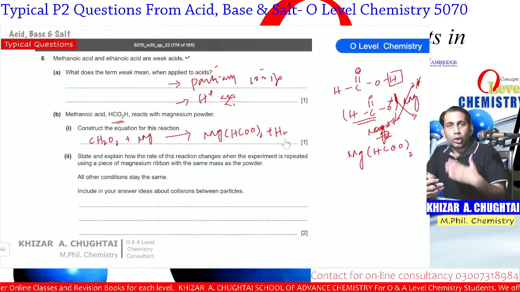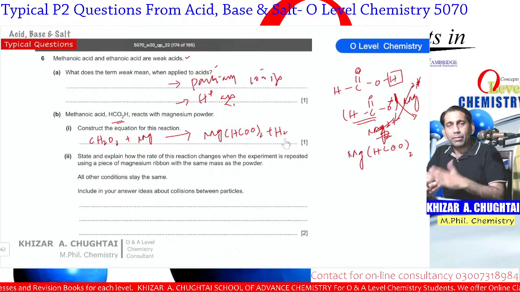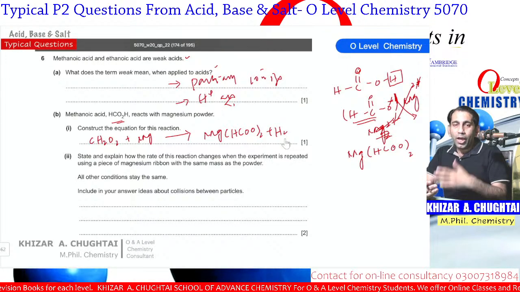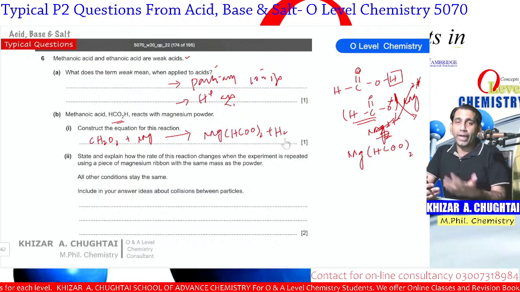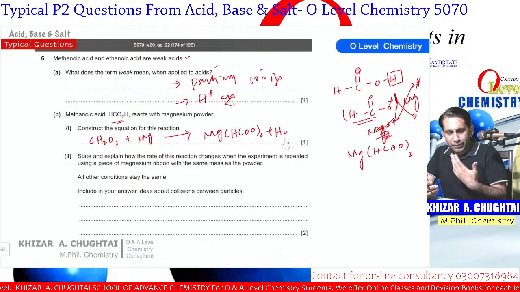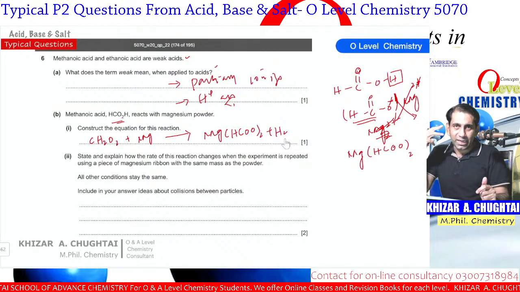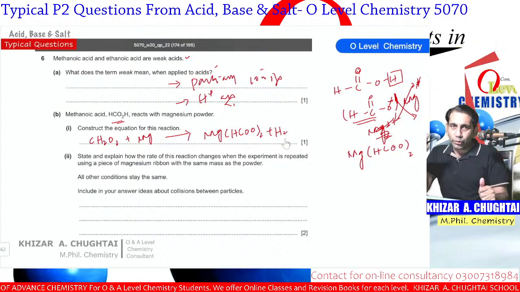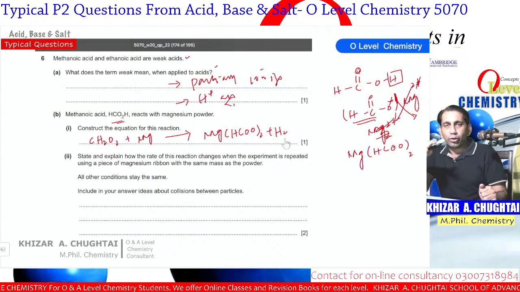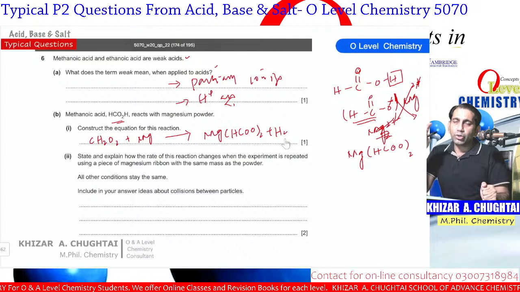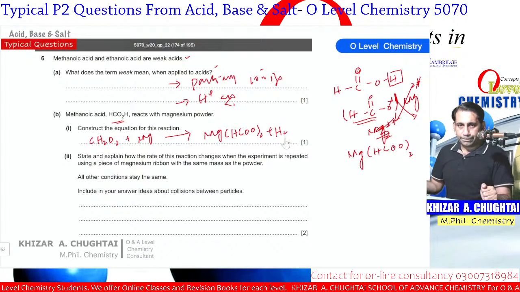Whenever an alcohol reacts with the metal, again there is the formation of H2 gas and salt. Whenever water reacts with the metal, then again H2 is formed. H2 gas is formed in 3 different scenarios: when metal reacts with acid, when metal reacts with alcohol, when metal reacts with water. Just keep in your mind.